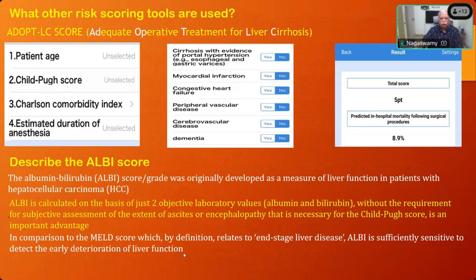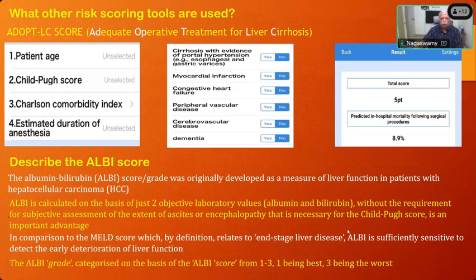So if a patient comes with features of early cirrhosis, ALBI score will be a much more useful system. It will help to grade and categorize patients on the basis of ALBI from 1 to 3, 1 being best and 3 being the worst. So this is an early assessment tool rather than a late assessment tool.